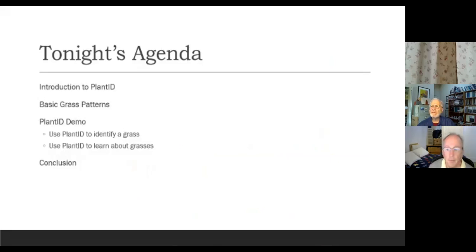Okay, now we're going to get into grasses terminology. So you've got a basic idea of how PlantID works. We're going to use all those features, but in a more advanced way tonight to learn about grasses.